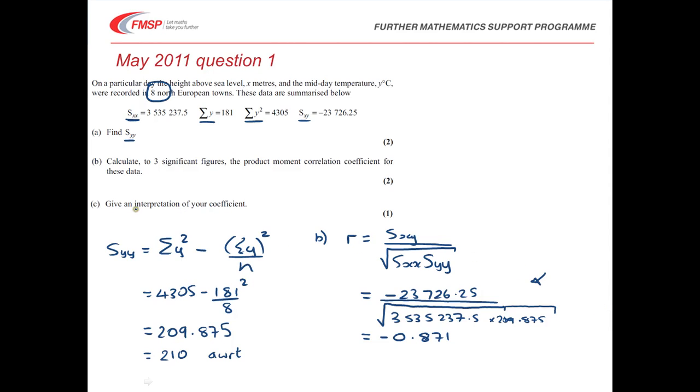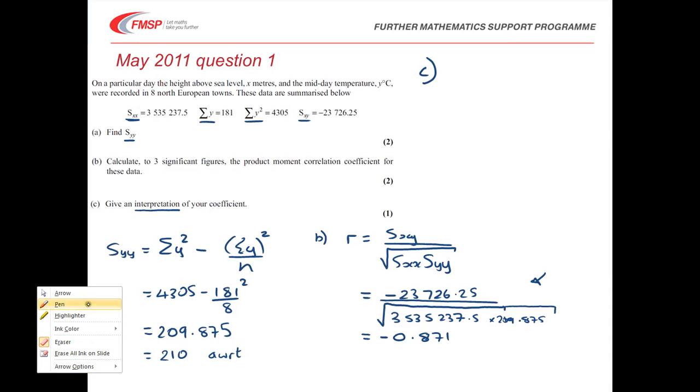Now, for part C, it's definitely asking for an interpretation of the coefficient. So you do need to go all the way back to the context. I'm going to do it up here. You need to go all the way back to the context to make sure you're answering this correctly. So you need to make sure that you know your variables. Okay, that's really, really important. So here we can see that one of the variables, the x value, is the height above sea level, and the y one is the midday temperature.